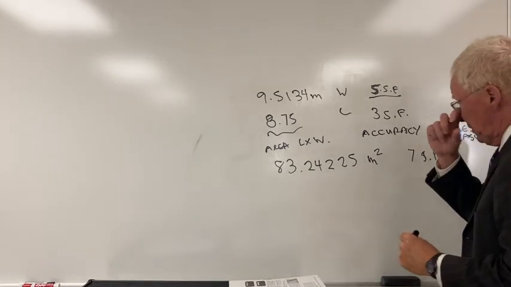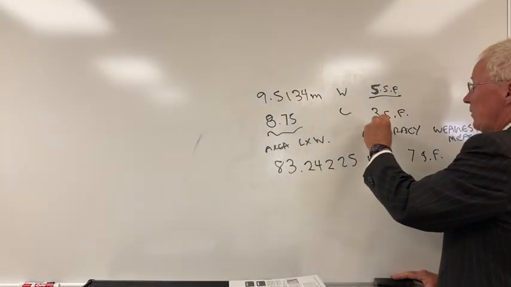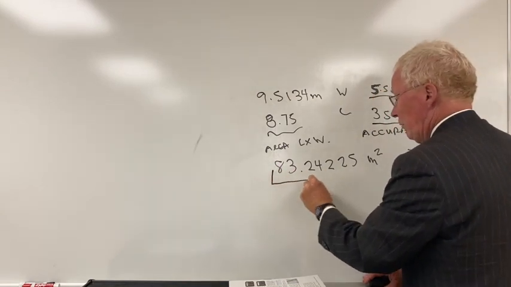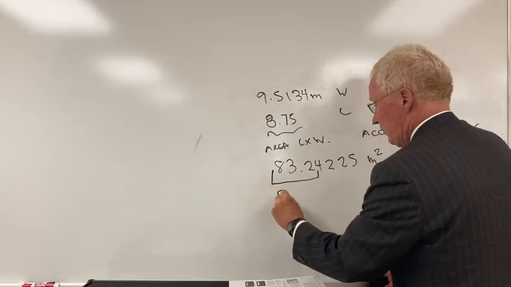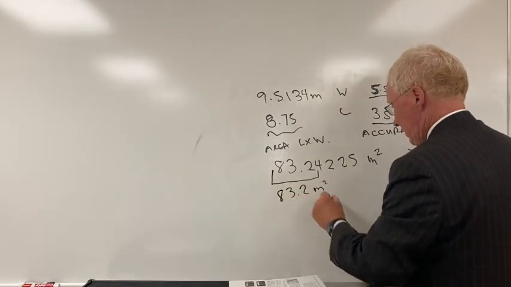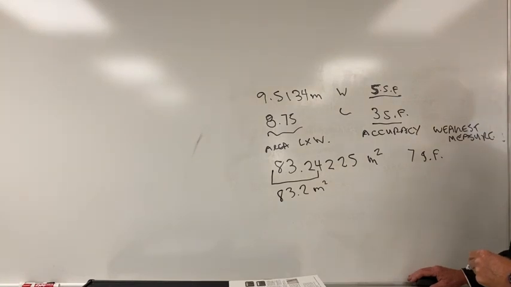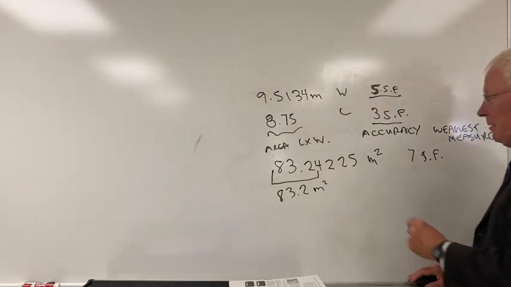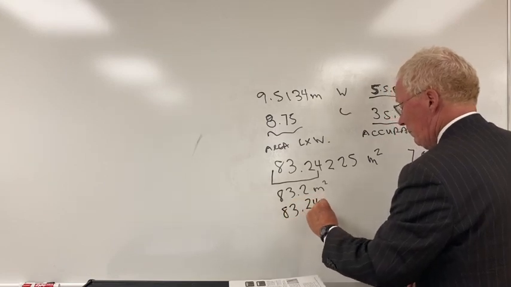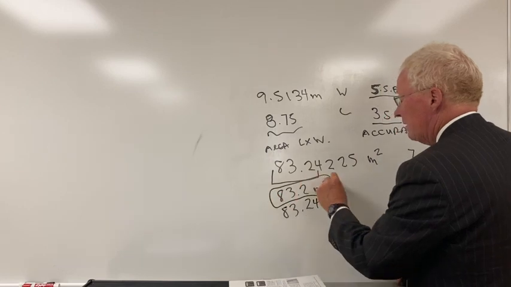So in this case, my number here has 3 significant figures. This is 5, so my answer can only have 3 significant figures, so 83.2 meters squared. All right, that's the accuracy of that number. I mean, you might be able to push it a little bit to 83.24, but that would be it. Generally, it should be that, all right?